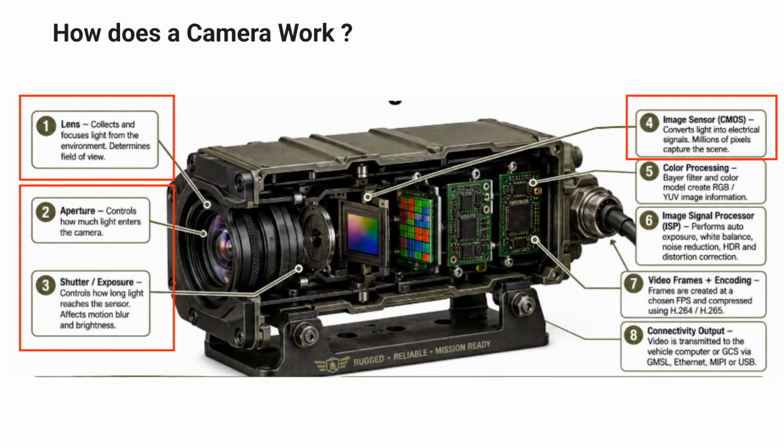The CMOS image sensor then converts this light into electrical signals. Next, the camera's image processor corrects color, exposure, noise, distortion, and low light performance. These processed images are captured as continuous frames based on the selected FPS and then compressed using formats such as H.264 or H.265. Finally, the video is transmitted through interfaces such as GMSL, Ethernet, MIPI, or USB to the onboard computer and ground control station, where it supports vehicle navigation and operator awareness.